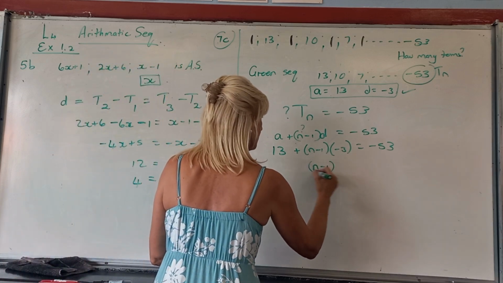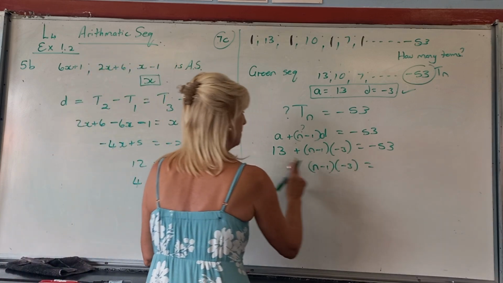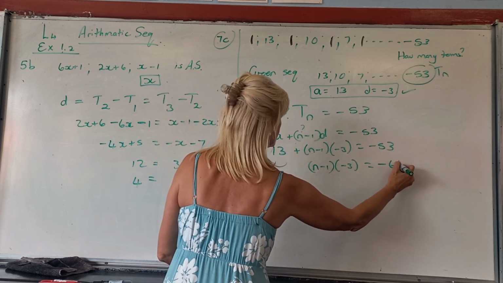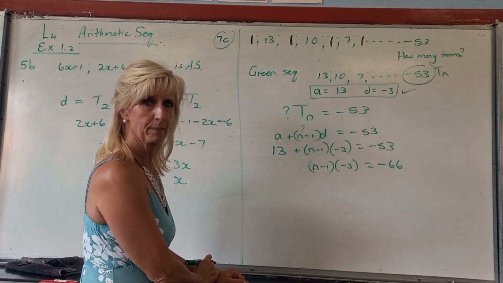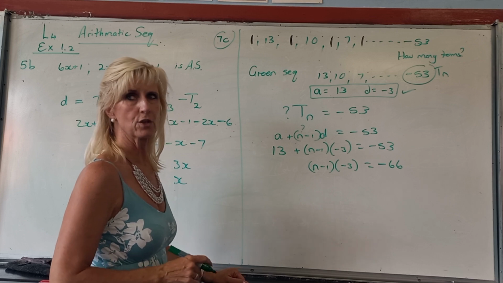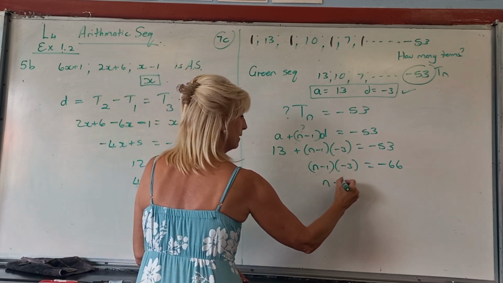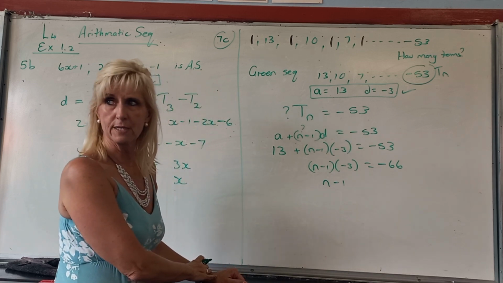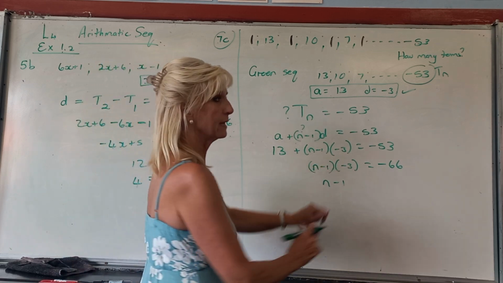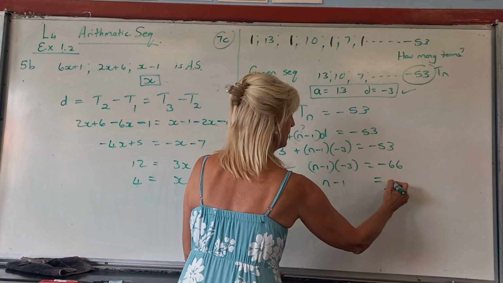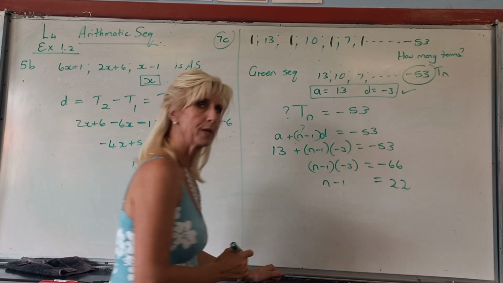Do you have to do my way? No. But negative 13 will give me negative 66. Agreed with me? Still, Mrs. van Skalkwyk is too lazy to times out. I would like to divide by negative 3. And then only n minus 1 is left. So if I divide by negative 3, I do it on that side as well, and I'm getting positive 22.